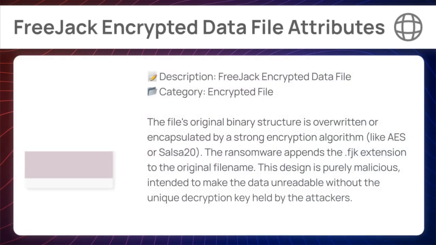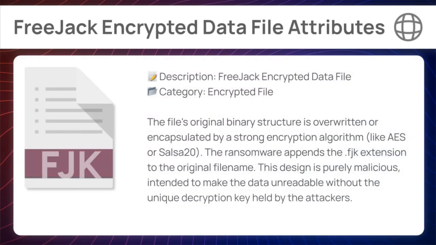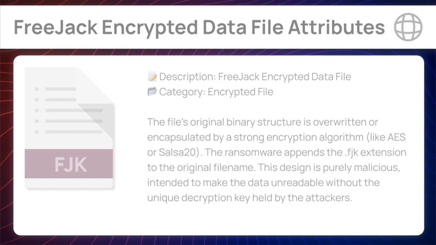The file's original binary structure is overwritten or encapsulated by a strong encryption algorithm like AES or Salsa20. The ransomware appends the FJK extension to the original file name. This design is purely malicious, intended to make the data unreadable without the unique decryption key held by the attackers.